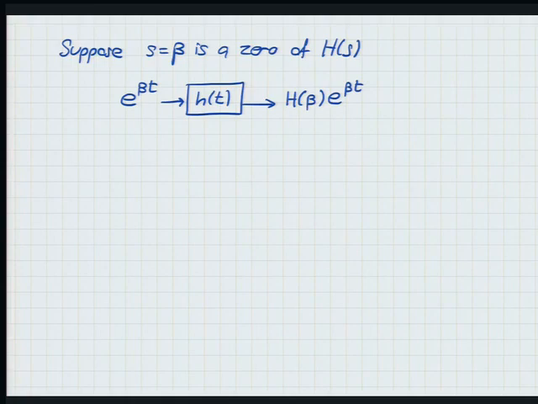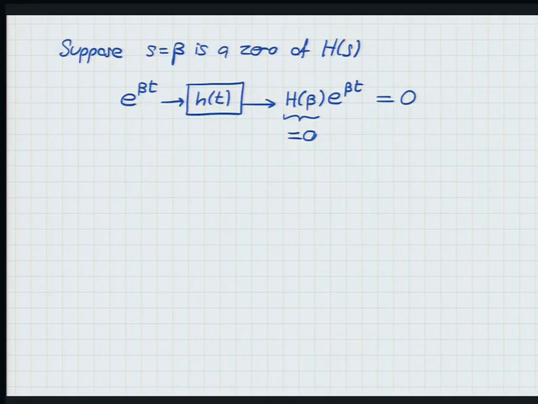So what happens to H at the zero when beta is the zero of H? It becomes 0. So what is the output? 0. So that's kind of funny, right? This is an input signal you're applying, and nothing happens. The system just doesn't see it, doesn't react to it. So therefore, the meaning of a zero is an exponent which, if it's present in the input, will be completely eliminated from the output.